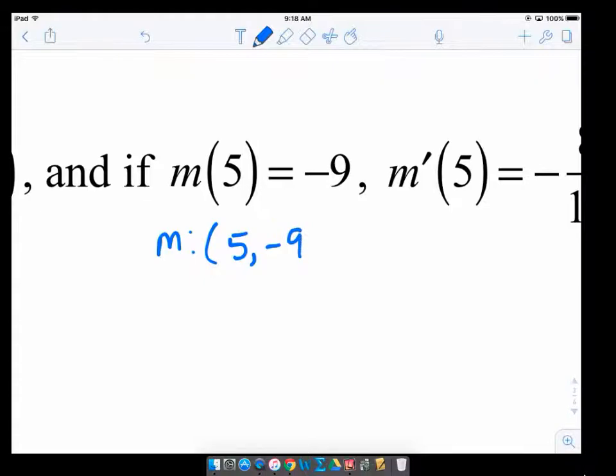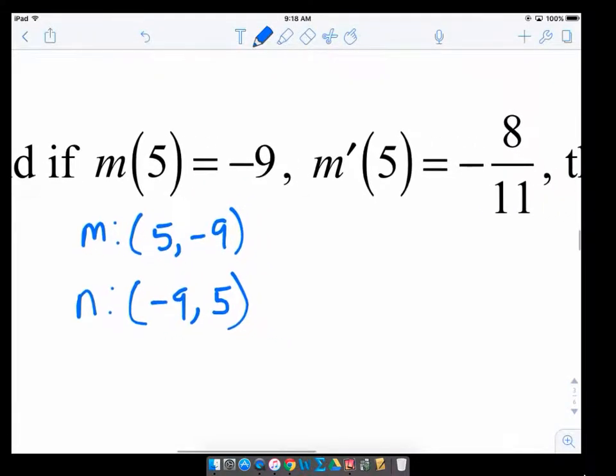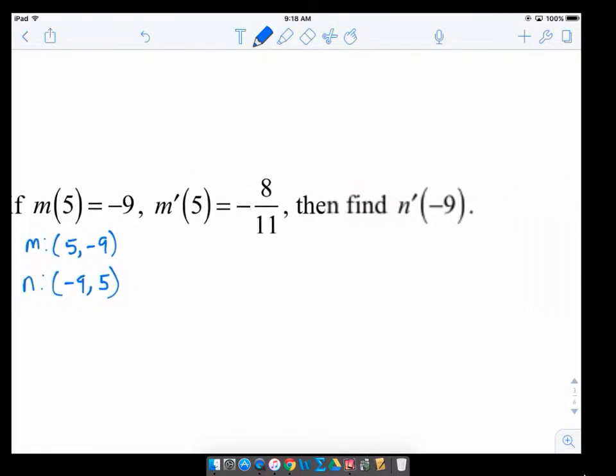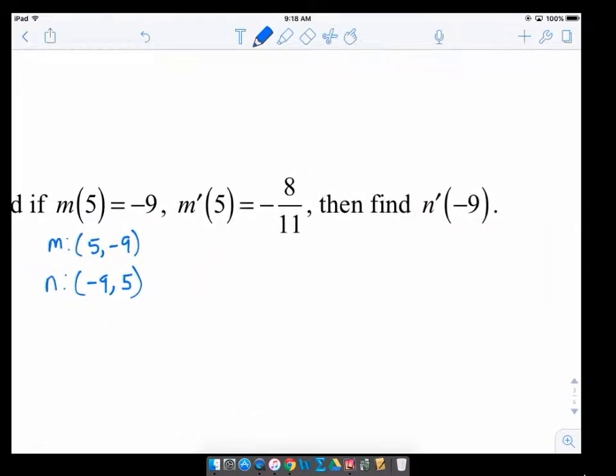So if M has a point at 5, negative 9, you know that N has a point at negative 9, positive 5. Right. So then they give you that M prime of 5 is equal to negative 8 over 11. So then what is N prime of negative 9?